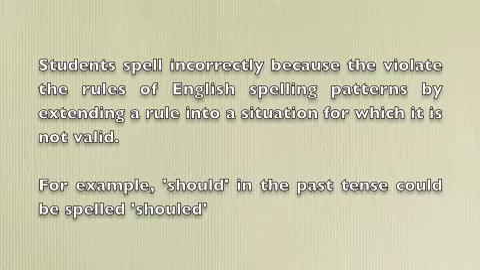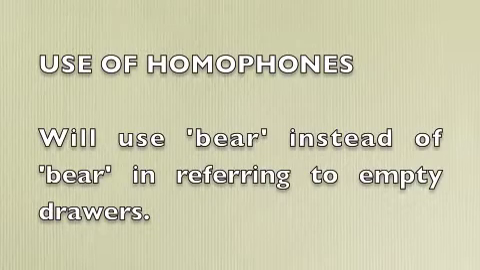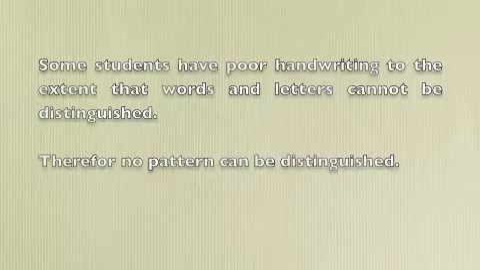Students spell incorrectly because they over-extrapolate or violate the rules of English spelling patterns by extending a rule into a situation for which it is not valid. A student will substitute a homonym for a word they intended to write. For example, they might substitute bear for bear in reference to an empty drawer. Students have such poor handwriting that letters cannot be distinguished, hence no pattern can be recognized.